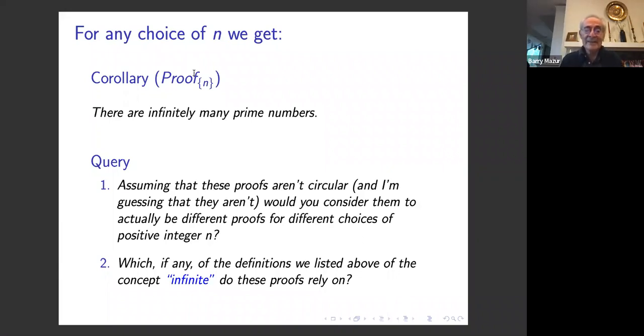And the other question is even more relevant to the four, 4+ definitions of infinite that we talked about a few minutes ago: which, if any, of the definitions we listed above of the concept infinite do these proofs rely on? After all, if you prove there are infinitely many x's, you would think, if you're working logically, you had better have in mind what the definition of these terms are. Anyway, these are queries.